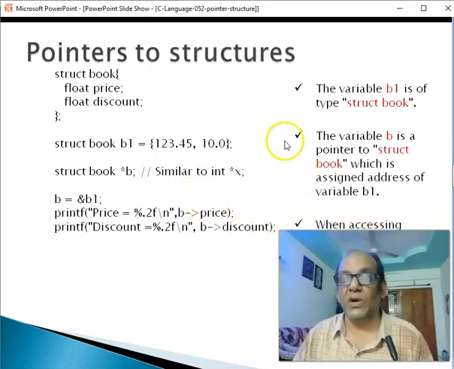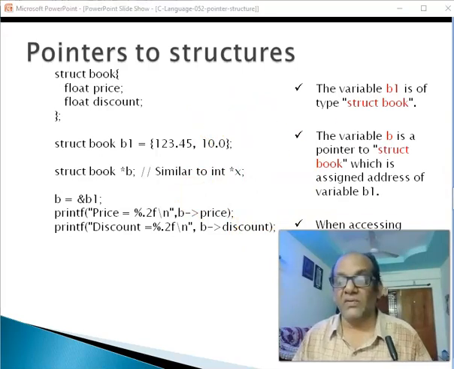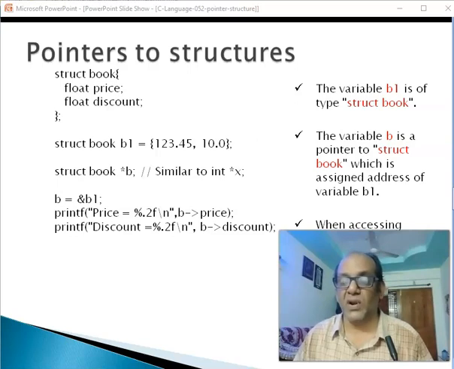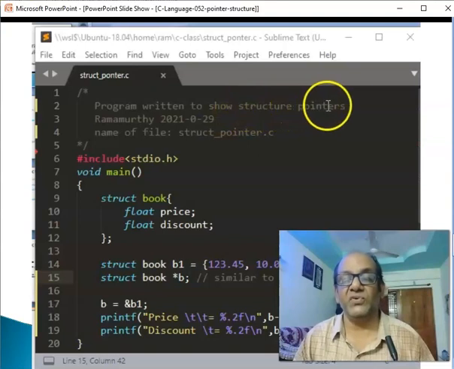The variable B1 is of type struct book. The variable B is a pointer to struct book. When accessing elements of a structure from a pointer, we use the arrow operator. We'll see a little program to show a struct pointer.